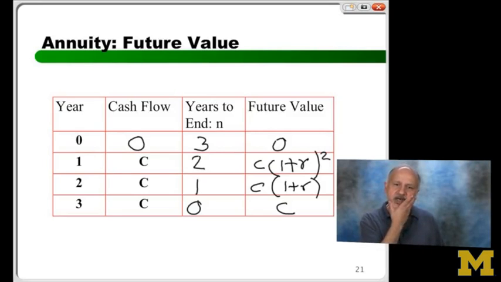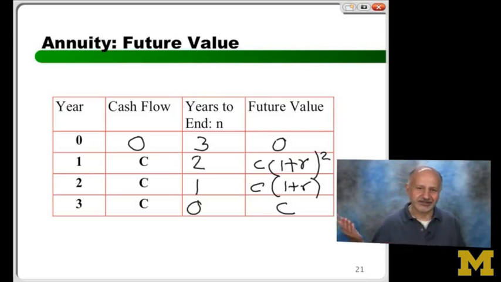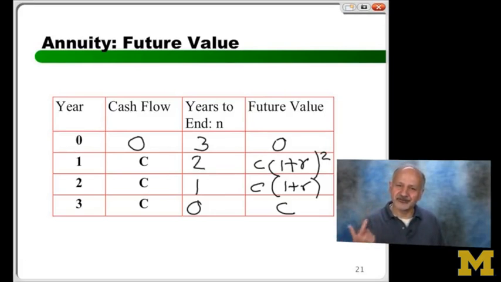What's going on is I have 3 C's happening at different points in time. And let me ask you this. If there was no time value of money, how many C's do you have? Answer is very simple. You have 3 C's. And that's what people will tend to do in their heads.